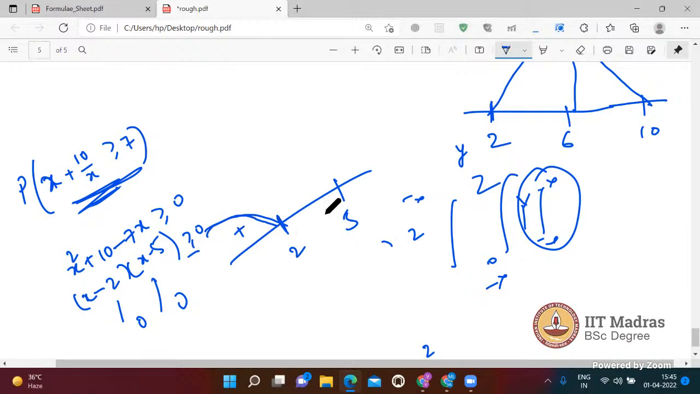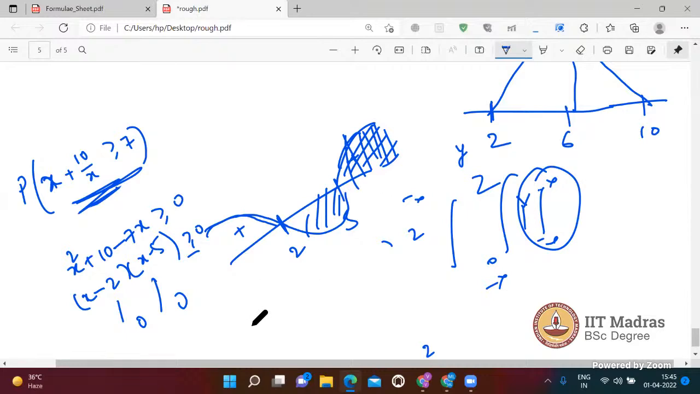If you put some value between 2 and 5, like 3, this will be positive and this will be negative, so it is not in our condition. So we neglect this. And again, putting a value greater than 5, like 10, both factors are positive, so this also satisfies. So these are the outcomes that we desire.